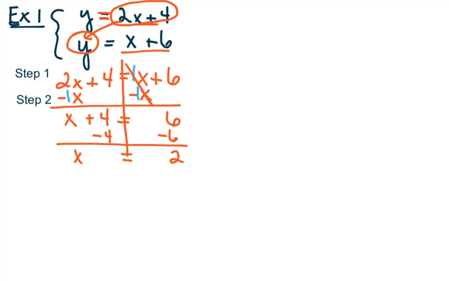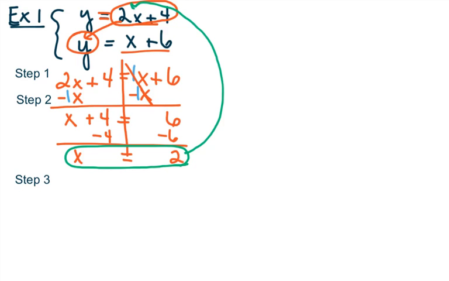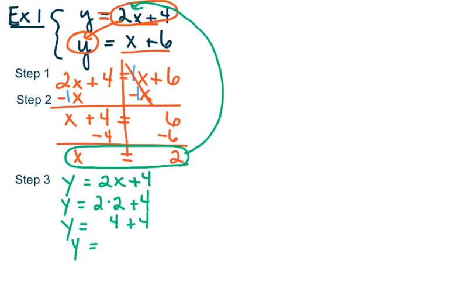Once we have the variable x, we now do step 3. Step 3 says to take our answer for step 2, so we took x equals 2, and we plug it in to one of the original problems. So for x, I'm going to plug in 2. So my equation y equals 2x plus 4 now becomes y equals 2 times 2 plus 4. And I can solve for y now. y equals 4 plus 4, so that means that y equals 8.